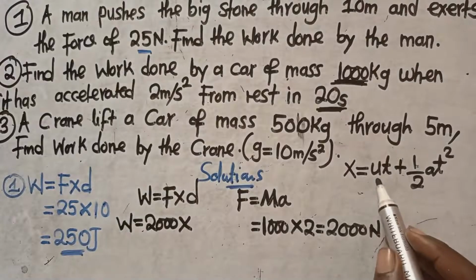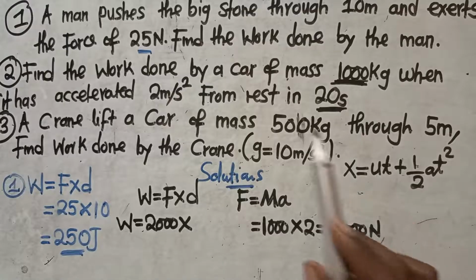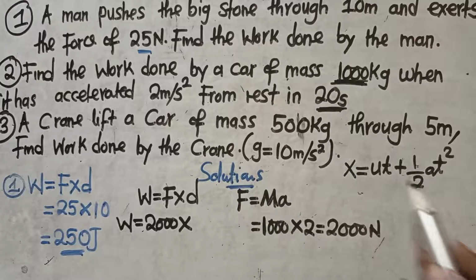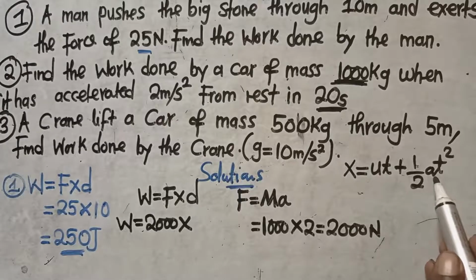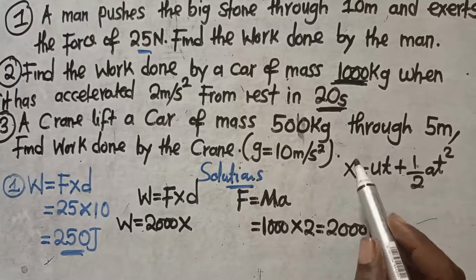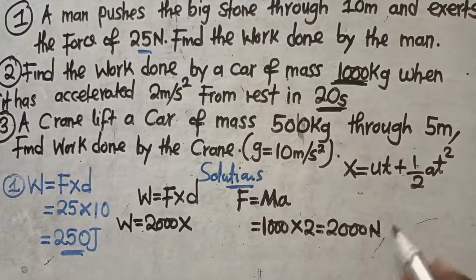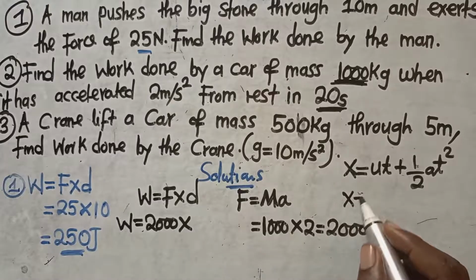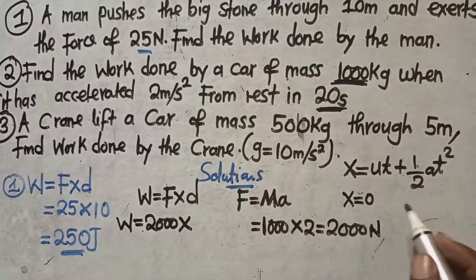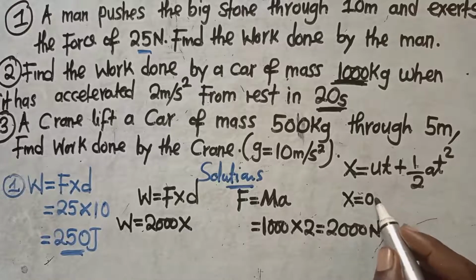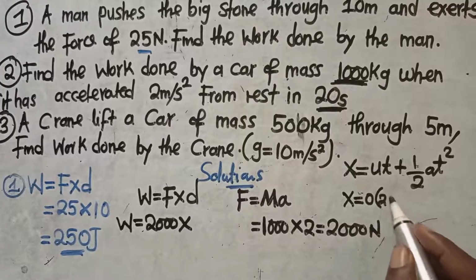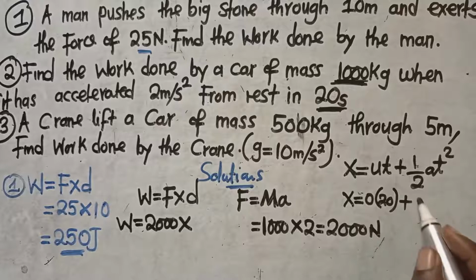When you are given the initial velocity, have you seen it? We are given this initial velocity if we were told that it started from rest. Time is given. Acceleration is given. So we are able to calculate the distance. The distance is equal to initial velocity, which is 0 since it is starting from rest, multiplied by the time, which is 20. I do this. Plus half.